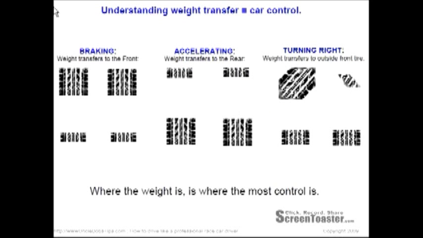Here we have weight transfer. When you're braking, you can see the tire patches are bigger in the front, small in the rear, because the weight goes to the front. When you're accelerating, the weight goes to the back, so the tire patch increases in the back. When you're turning, say here in a right-hand turn, the weight will go to the outside front tire. That's where most of the weight is, and the weight in the back will more or less be even. Where the weight is, where the control is.